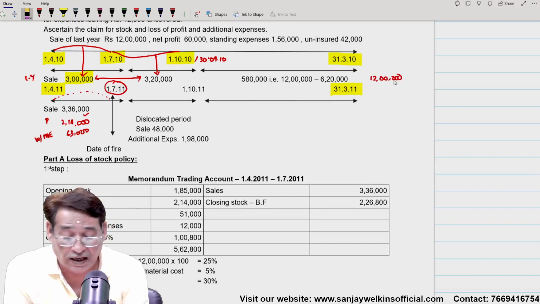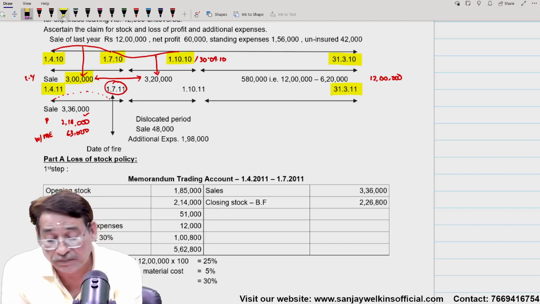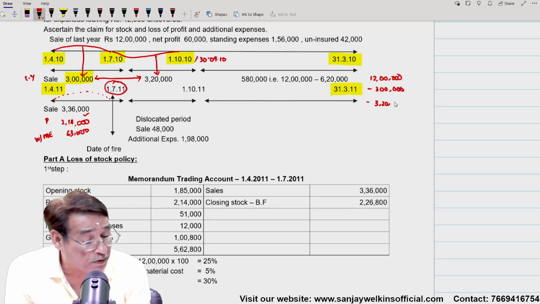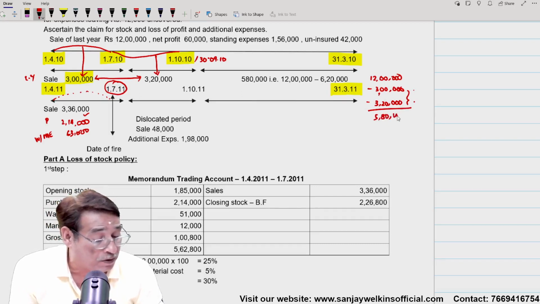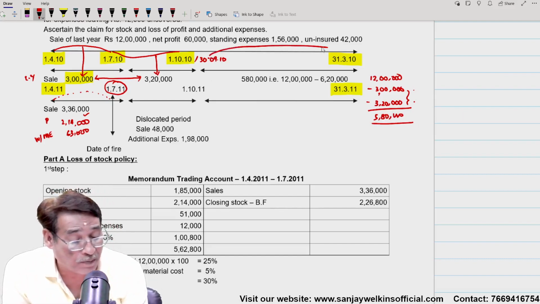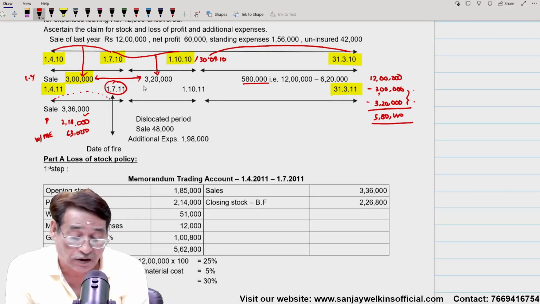Out of this 12 lakh, in the first 6 months, you had sales of 3 lakh, and you had sales of 3,20,000 in the next 3 months, correct? So that means sales in the later period will be the difference of this, that is equal to 5,80,000. Is it clear to you? That means sales from 30th of September till the end of the accounting year last year is equal to 5,80,000.